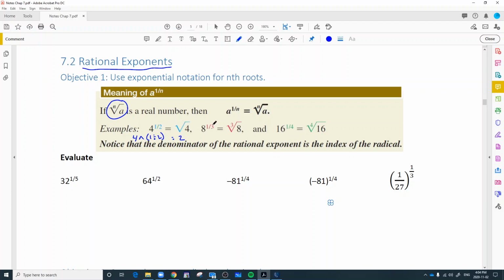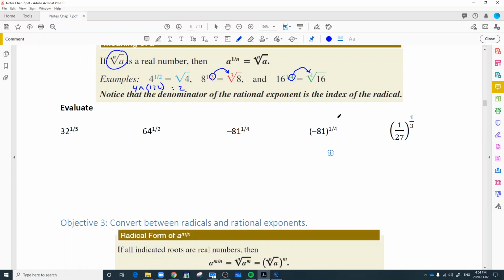So if you had 8 to the 1/3, the denominator of your rational exponent is your index. Okay, so if I asked you to evaluate 32 to the 1/5, I'm asking you to take the 5th root of 32, which hopefully you guys know is 2. So again, you could plug this into your calculator as 32 to the exponent 1/5 in brackets, or you could do it as the 5th root of 32.